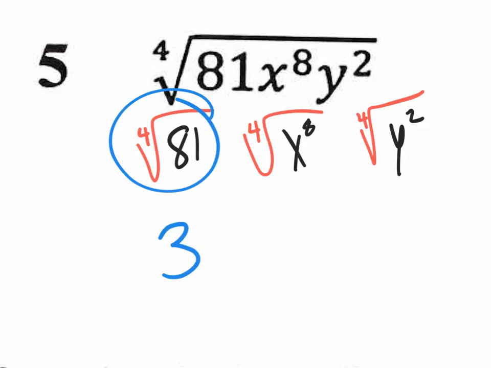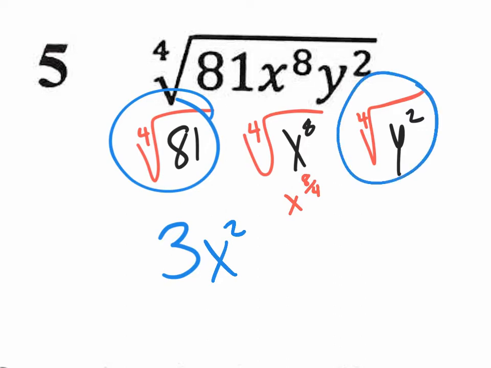This next one, you could think of it as x to the power 8 over the root 4. So you could actually do 8 divided by 4 and get your next term, x squared. And the last one, you could rewrite this guy as a rational exponent. That would be y to the power of 2 over the root 4.